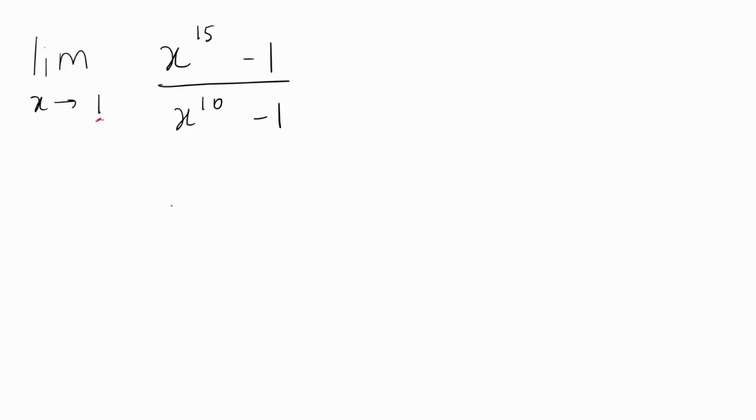Now let's just solve the sums. Let's look at this first sum. Limit x tends to 1 of x to the power 15 minus 1 by x to the power 10 minus 1. So here, obviously, which formula are we going to use? This one.